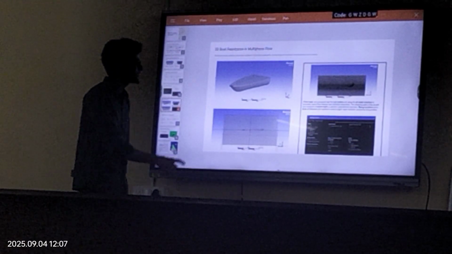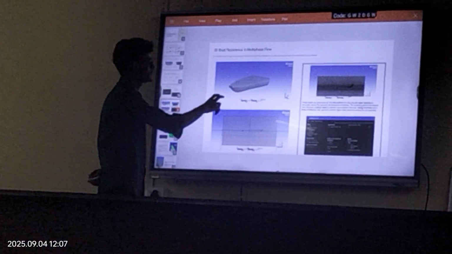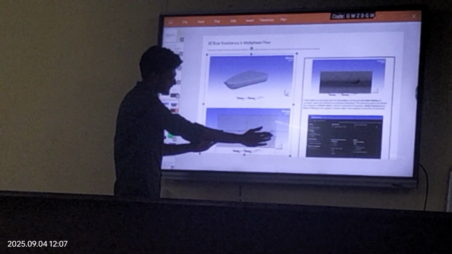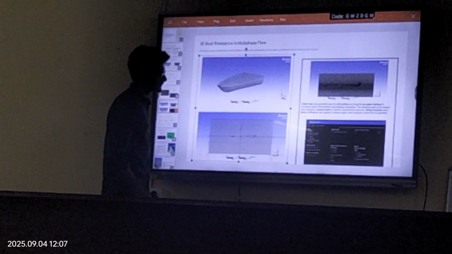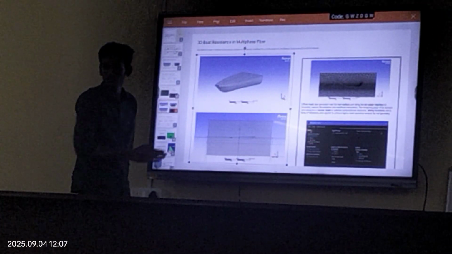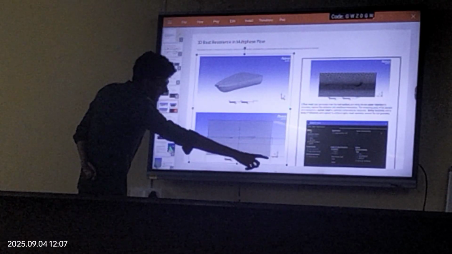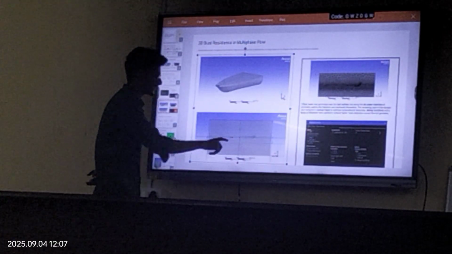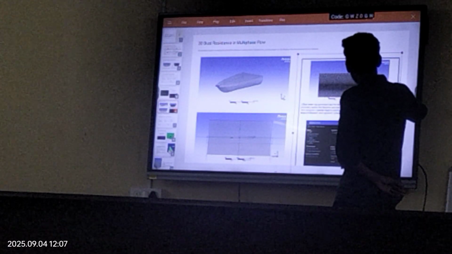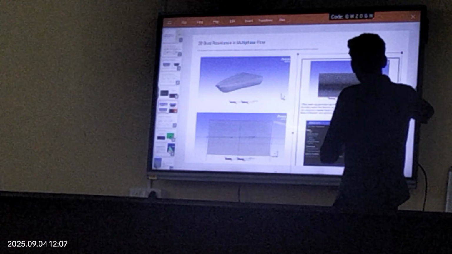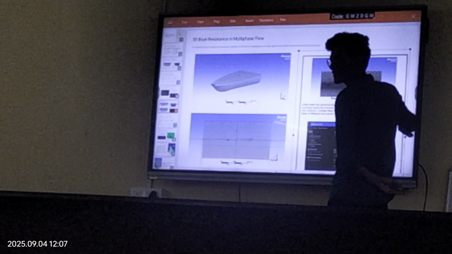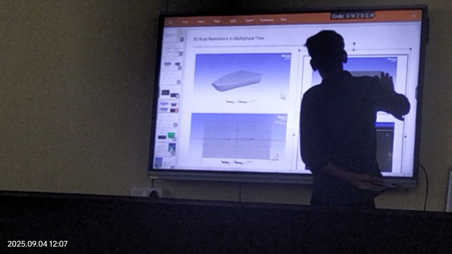Here we have found the resistance of a 3D board using ANSYS. This was the geometry of the board. We have taken a larger domain to create the fluid, and here we have taken axis symmetry because the board was symmetric about the XY plane. We have taken a fine mesh near the board and a finer mesh near the interface between the water and the air.